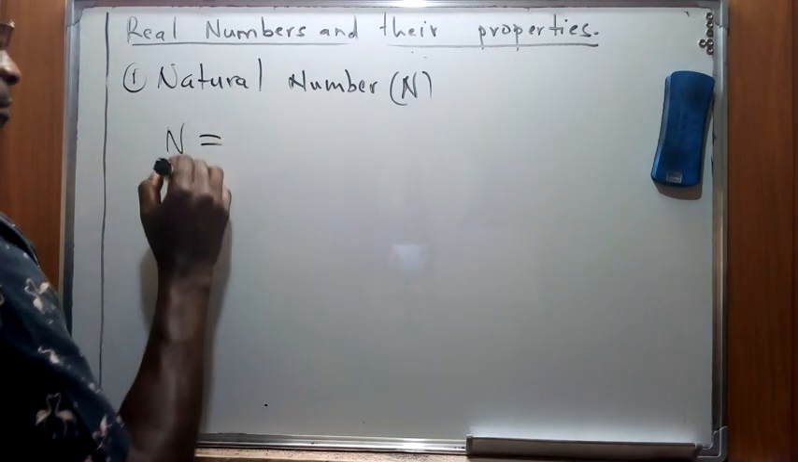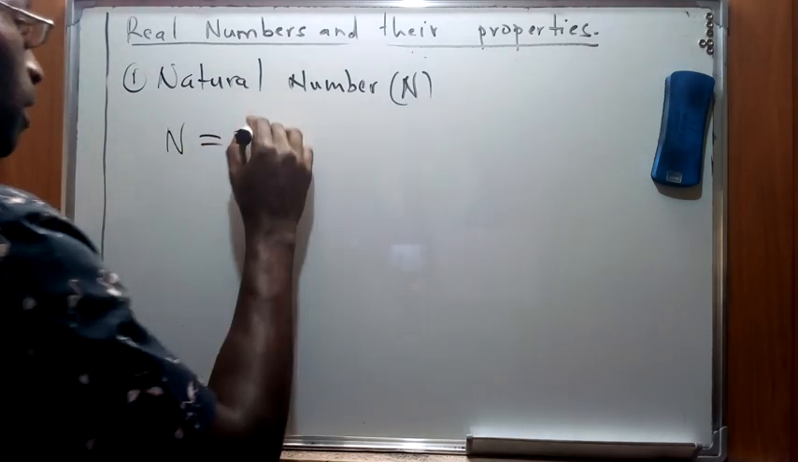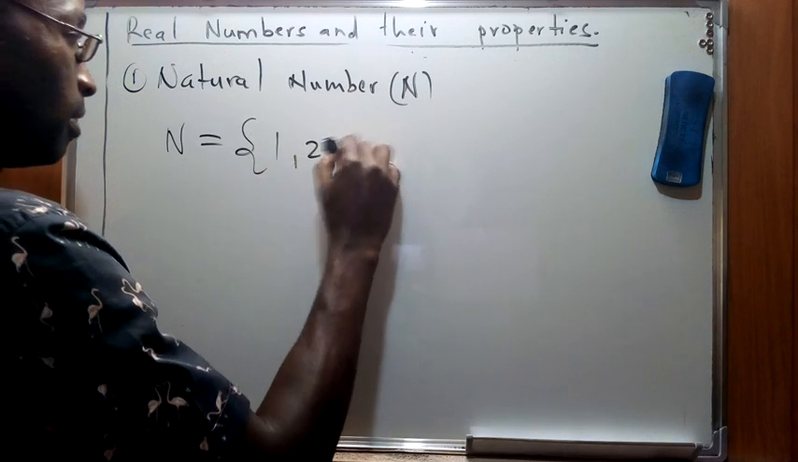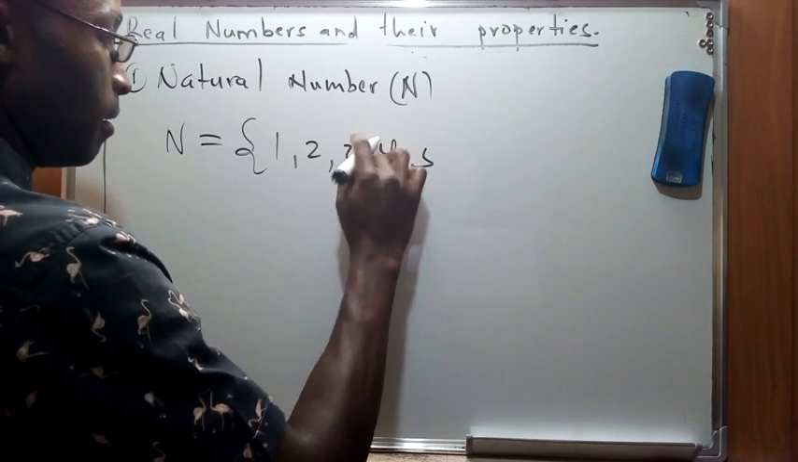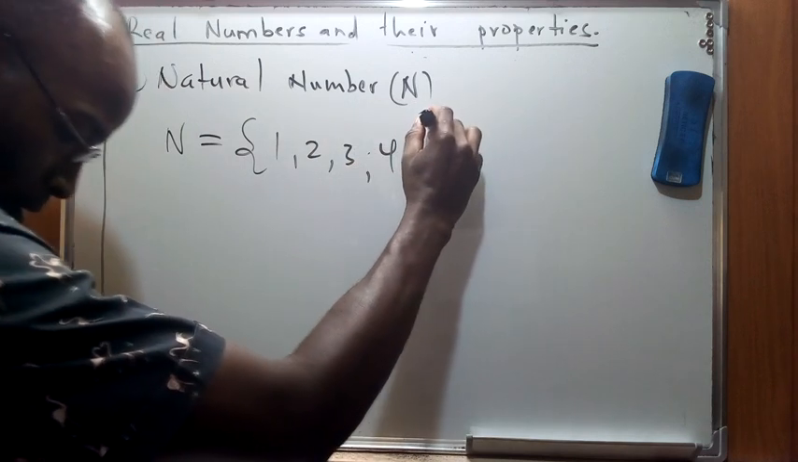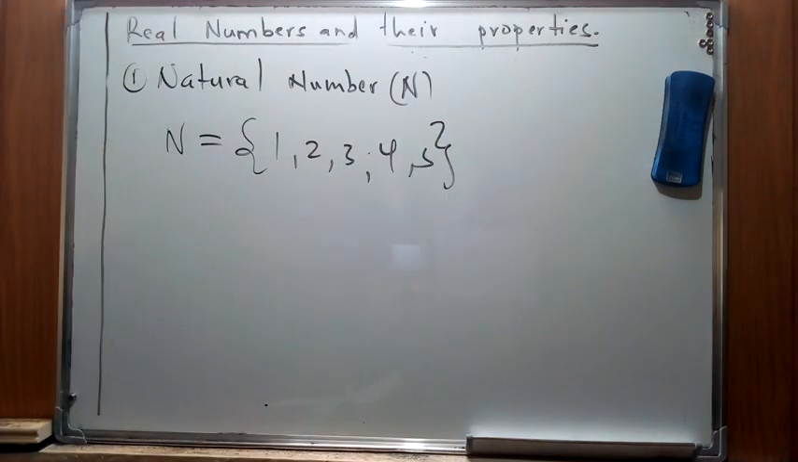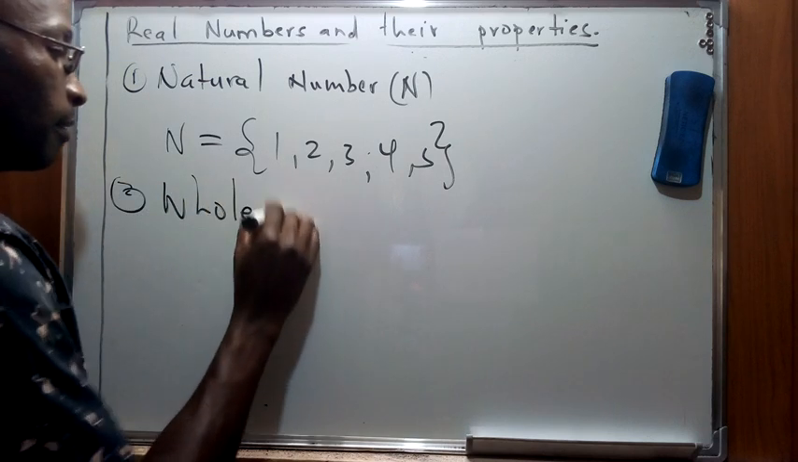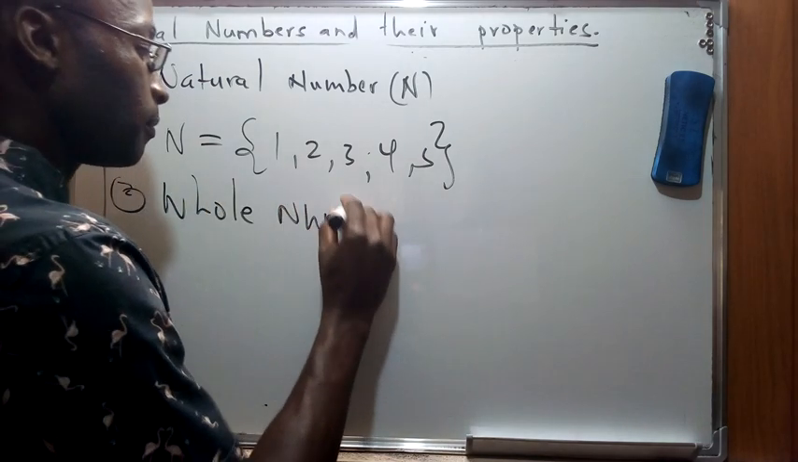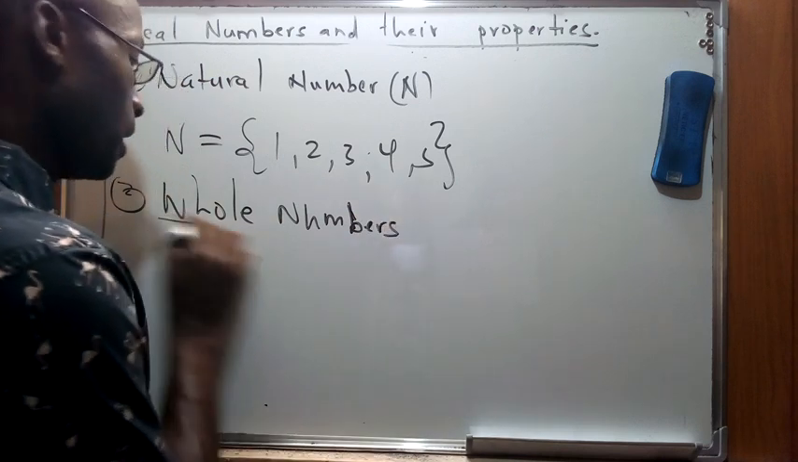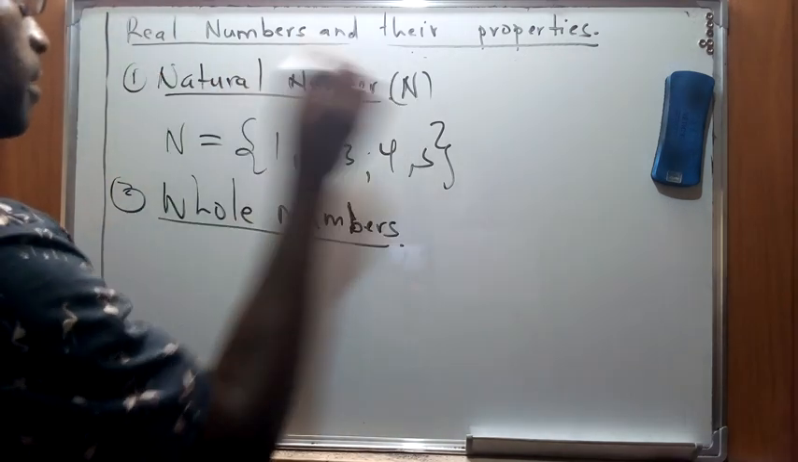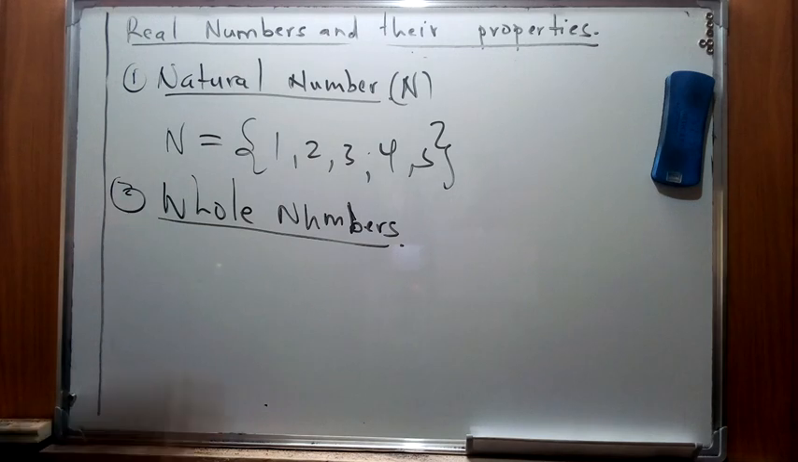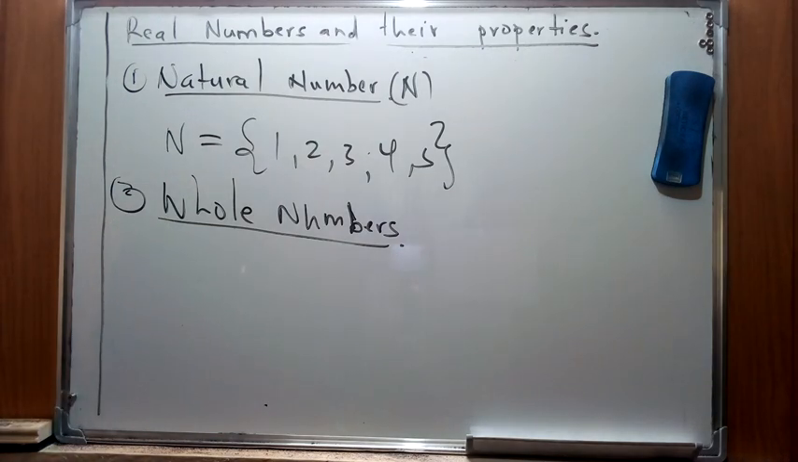And therefore I can give an example of these specific numbers, etc. All the counting numbers that we have can be referred to as natural numbers. And then number two, we have what we call whole numbers. This is a type of real number. The first type of real numbers is natural numbers. The second one is whole numbers.